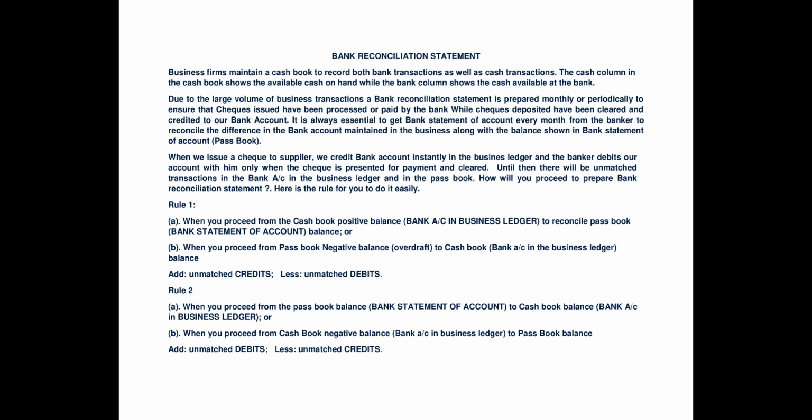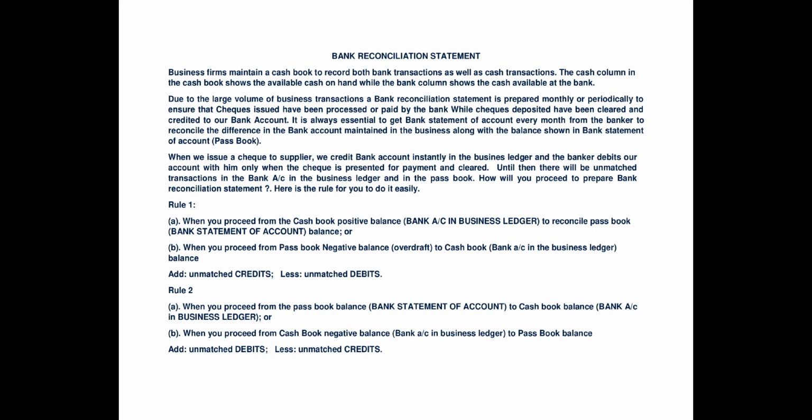We know that the overdraft balance is a negative figure, but for the solution, you should take it as a positive figure, that is, multiplied by -1. And the result also is multiplied by -1 to indicate the correct balance.